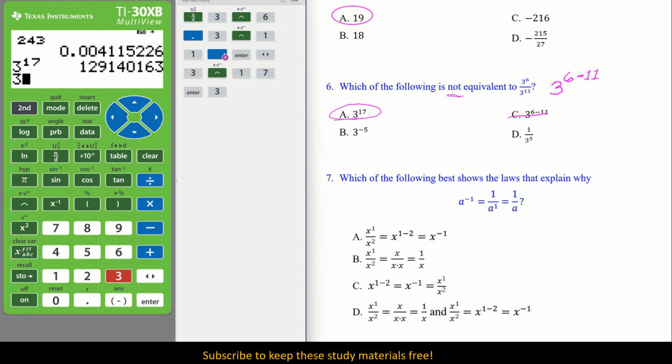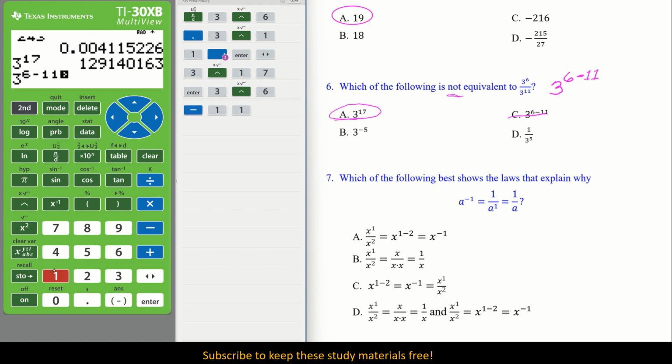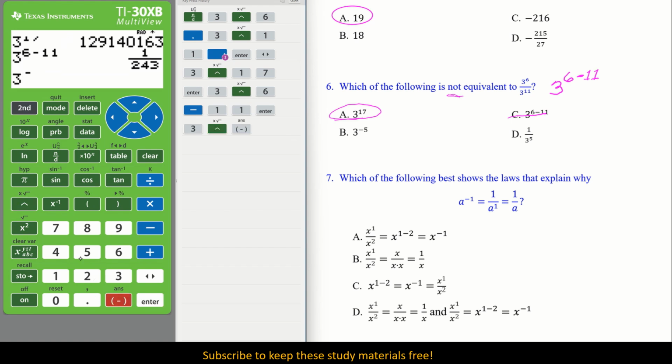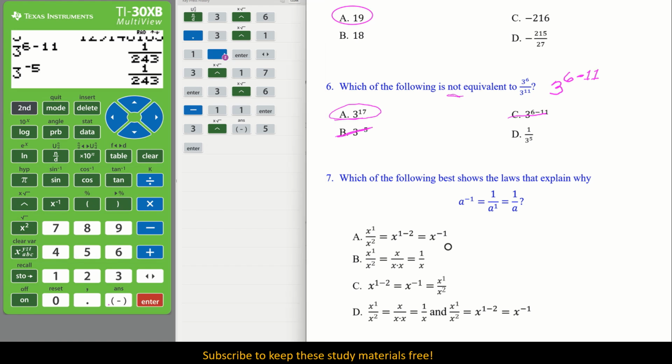Okay, so 3 caret up, and we want 6 minus 11. Enter. That's that equivalent fraction we had earlier. Okay, so we know not to choose that one. And let's try B. That is 3 caret up to the negative 5. Enter. Same thing. So we can verify that that's not an option.